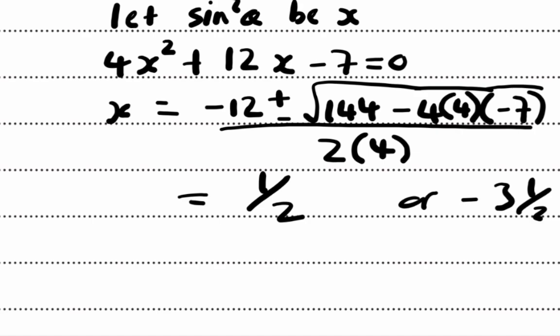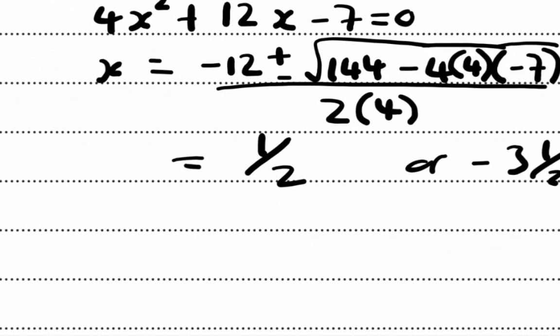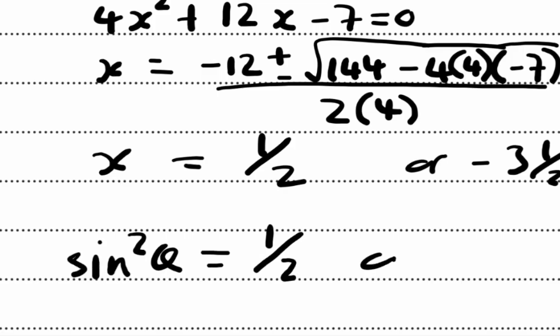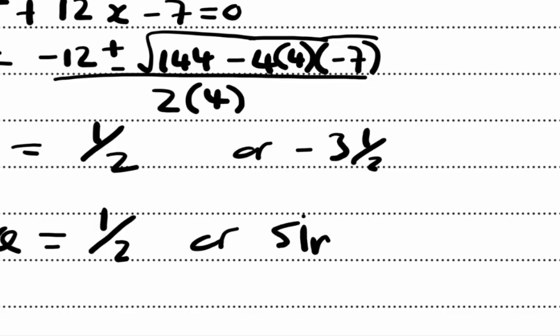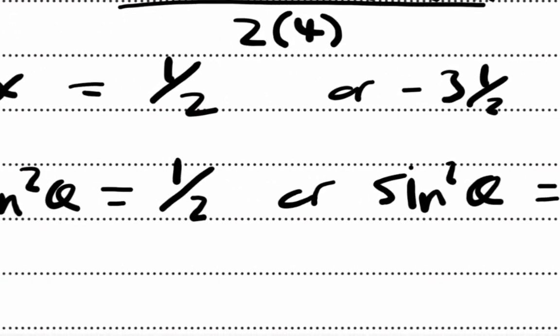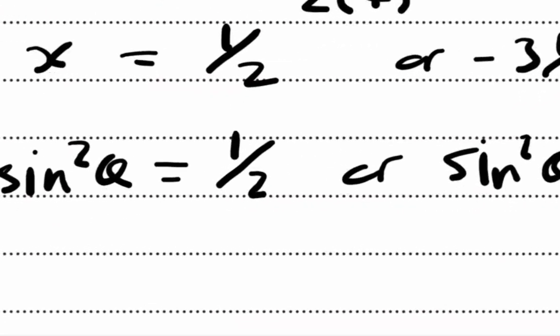And we know that our x is standing in for sine squared theta. So from here, we say our sine squared theta is equal to half, or our sine squared theta is equal to minus 3.5. And we solve these two separately.